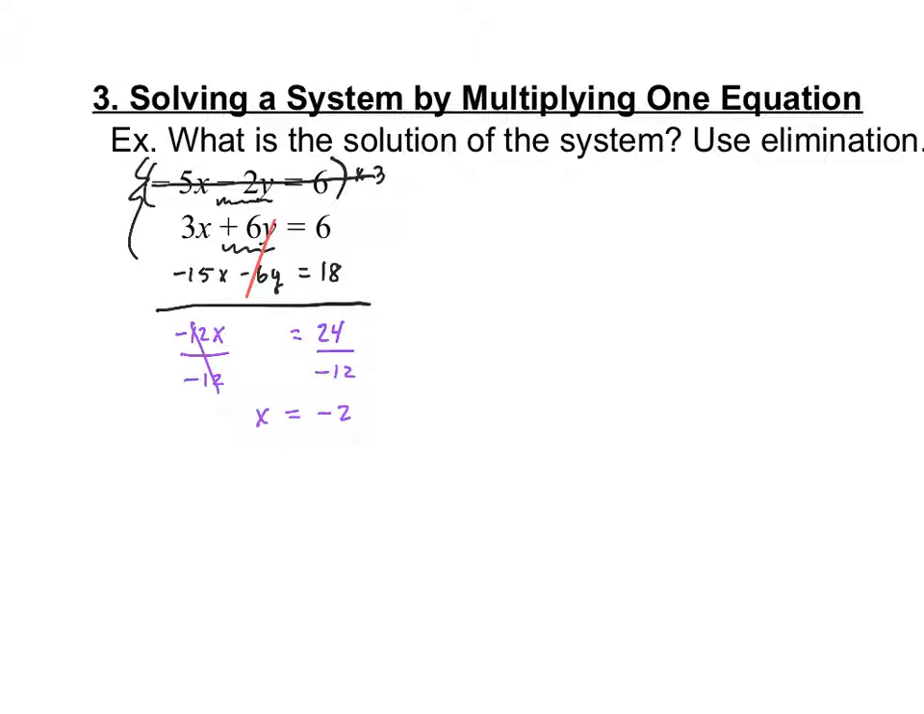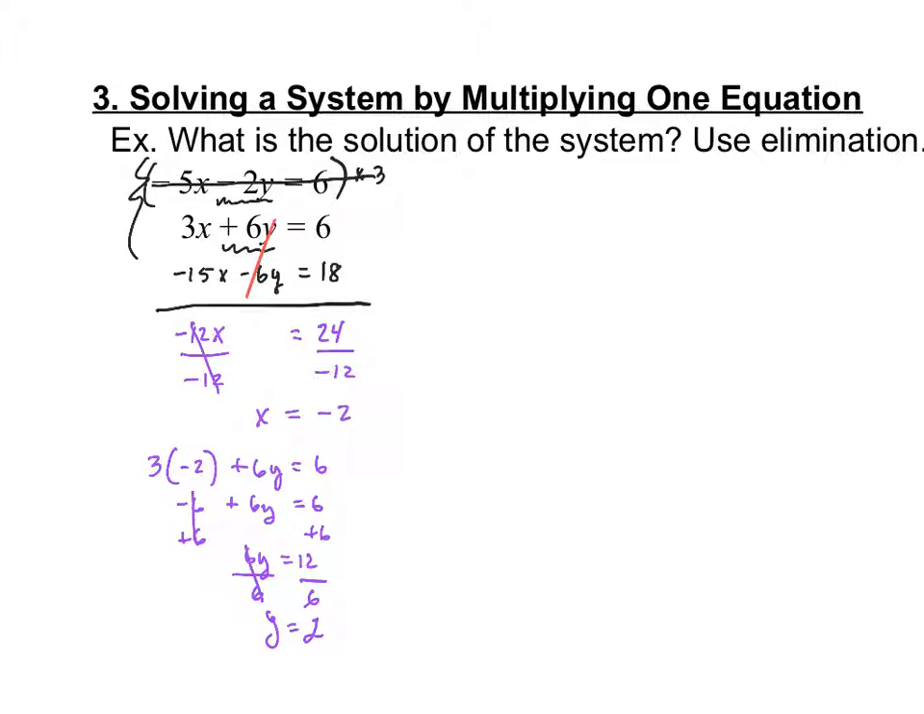And again, in order to find out what y is equal to, we're going to go ahead and plug x back into one of the original equations. So I'm going to take 3 times -2 plus 6y is equal to 6. -6 plus 6y is equal to 6. Go ahead and add 6 to both sides to isolate my variable. And that is going to be 6y is equal to 12. Divide both sides by its coefficient. To isolate the variable, y is going to be equal to 2.